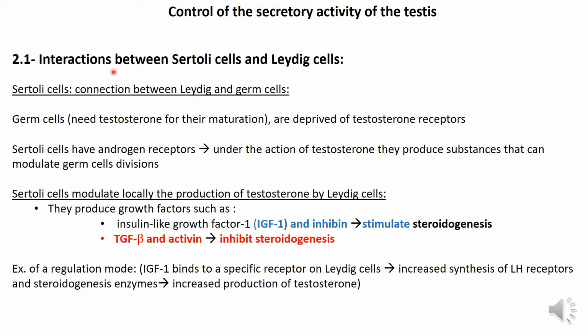We will start talking about the interactions between the Sertoli cells and the Leydig cells. Since the germ cells don't have receptors for testosterone, and the Leydig cells produce testosterone, we cannot have a direct interaction between the Leydig cells and the germ cells, because those germ cells don't have the receptors for testosterone. However, we have the Sertoli cells, which have the receptors for testosterone.